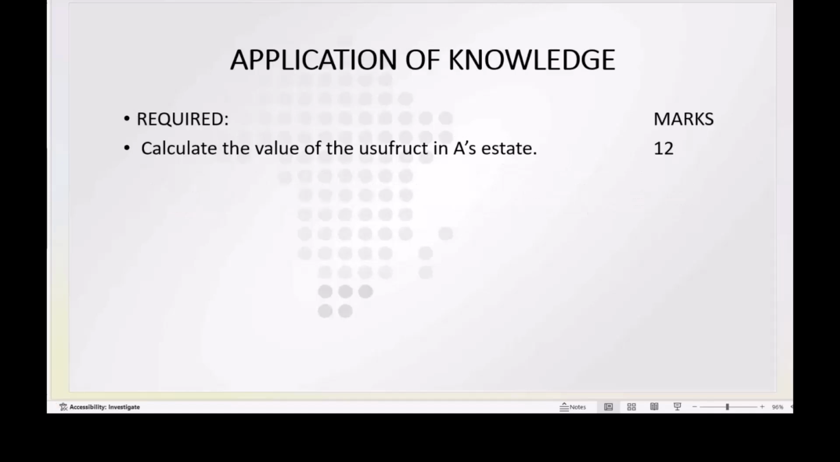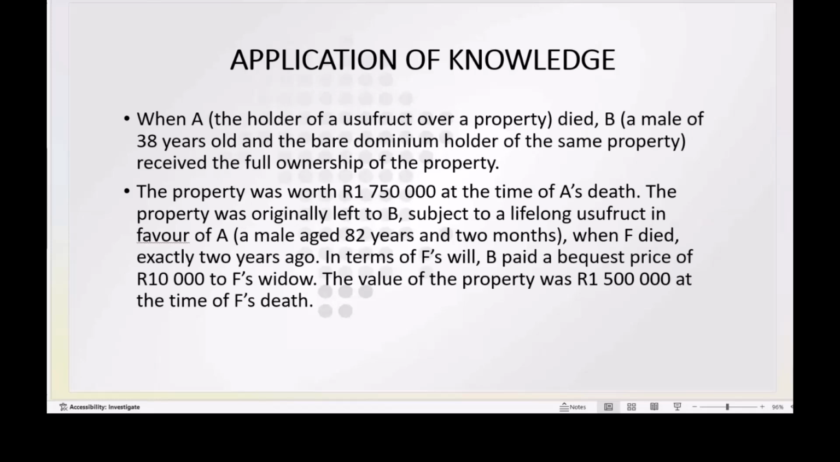Okay, so now we're going to do an example of calculating a usufruct in someone's estate. This is where we're going to apply the provisos that we've just gone through. So let's look at the information. It tells us, when A, the holder of a usufruct over a property, died, B, a male of 38 years old and the bare dominium holder of the same property, received the full ownership of the property. So here we will apply proviso B.